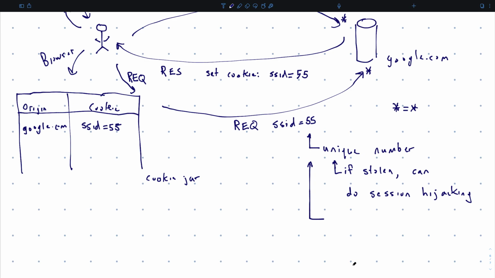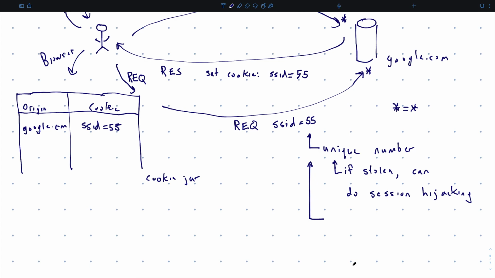Is it possible that you send a cookie in clear text? Is that even possible? The answer is yes. If you access any website over HTTP, then your cookie is sent in plain text, and anyone that's in the middle can take that cookie value and they can hijack your session.